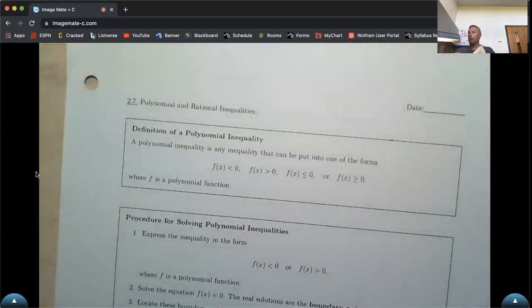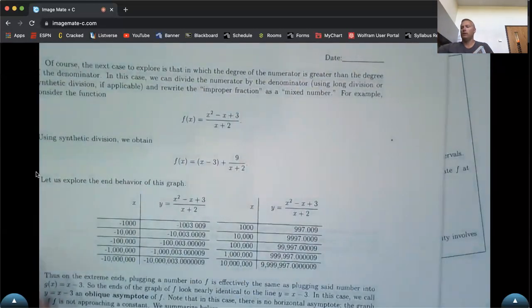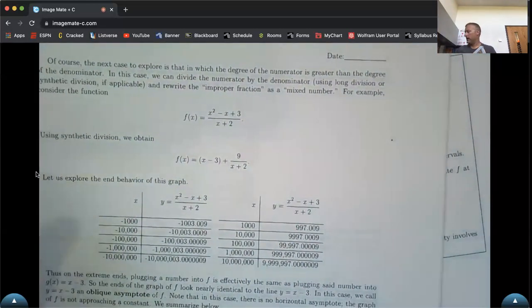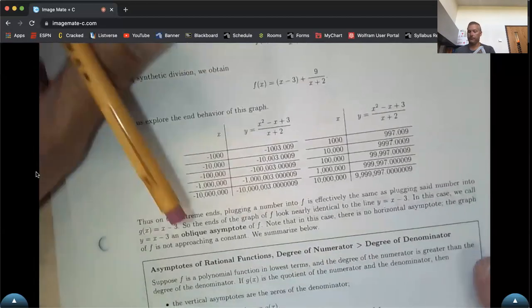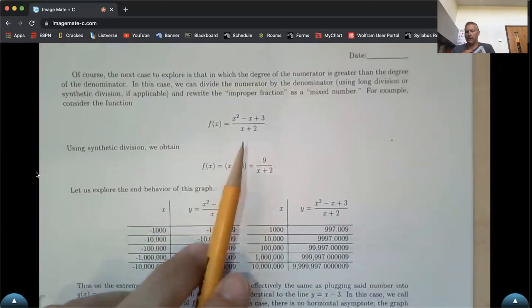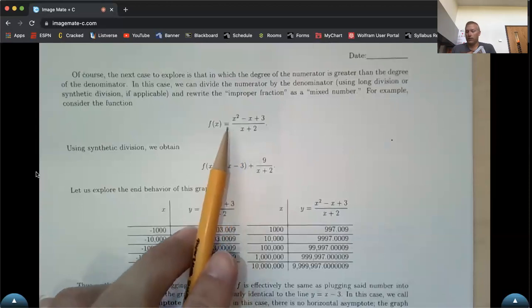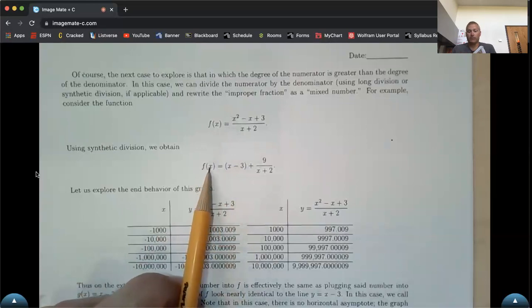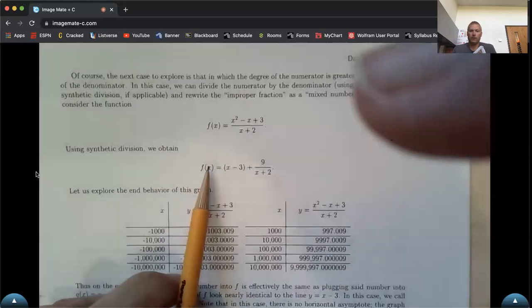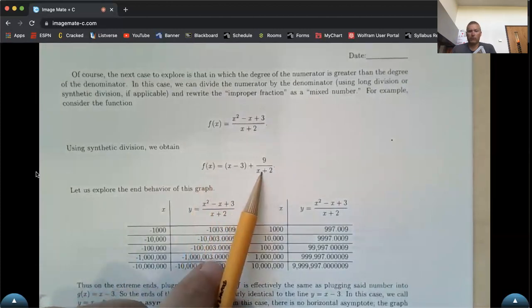Okay, so the next case we're going to look at is the case where the degree on top is greater than the degree on bottom. Now, if we have x squared minus x plus 3 over x plus 2, we can do division. I mean, x goes into x squared. So if we were to do the synthetic division for this, like go through the process of doing that, we would see that we have x minus 3 plus 9 over x plus 2.